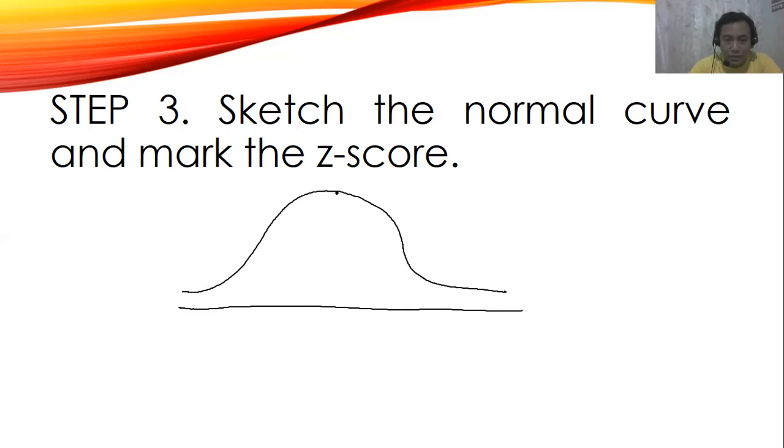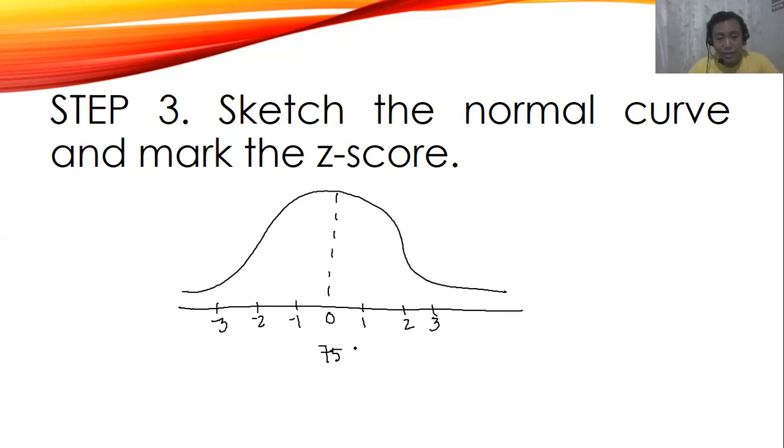So this is the normal curve. Ano nga ulit yung nasa gitna natin? We will be using this 1, 2, 3, negative 1, negative 2, negative 3, where the mean is equal to 0. The mean is equal to 75, we can assume that this is equal to 75, and the standard deviation is 12.